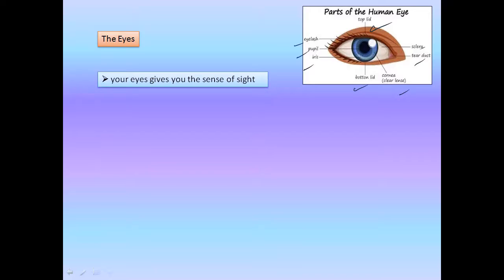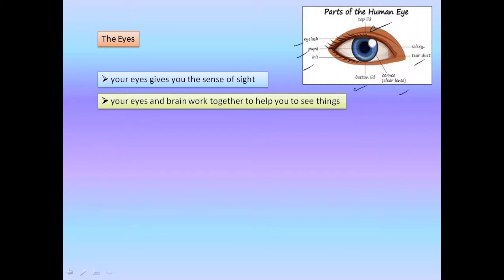So here is a picture of the parts of the human eye. So it has different parts. You can see here, this is a top lid, and it has eyelashes, pupil, iris, bottom lid, cornea, sclera and tear duct. So eyes have different functions. Let's study in brief. You know that your eyes give you the sense of sight.